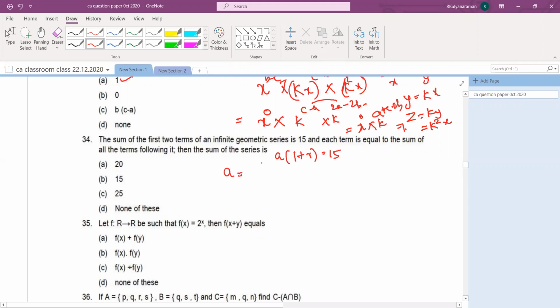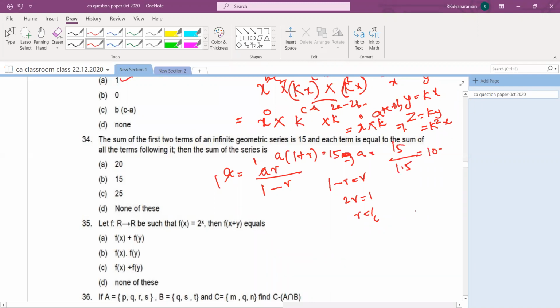That means if we take the first term, that is equal to the sum of all the terms following it. So second term onwards, the first term A is equal to AR by 1 minus R. If I cancel this, you will get 1 minus R is equal to R, or 2R is equal to 1, R is equal to 1 by 2. So from this you will get A is equal to 15 by 1.5, which is 10.